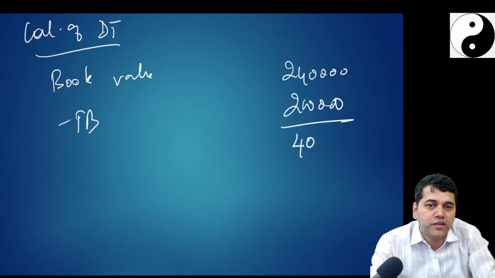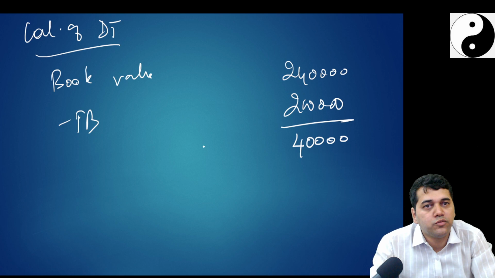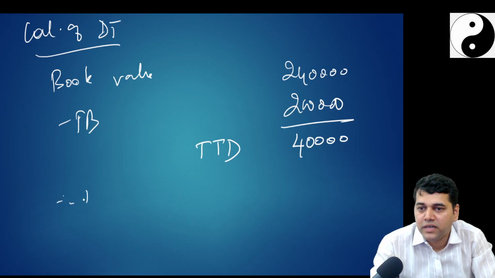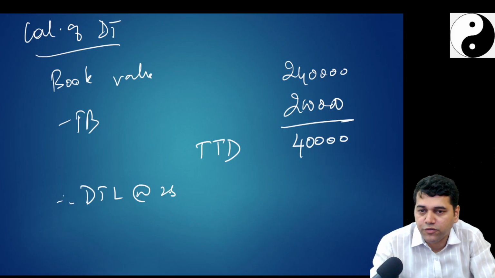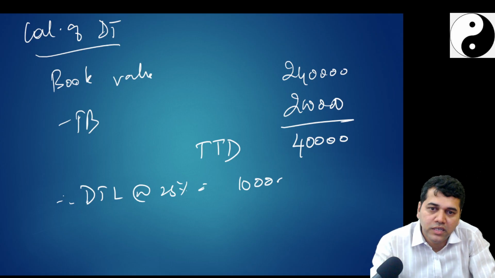What is the difference? 40,000. This is a taxable temporary difference. Therefore, deferred tax liability at the rate of 25% is equal to 10,000.